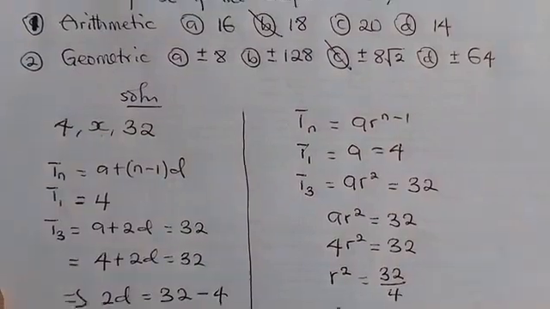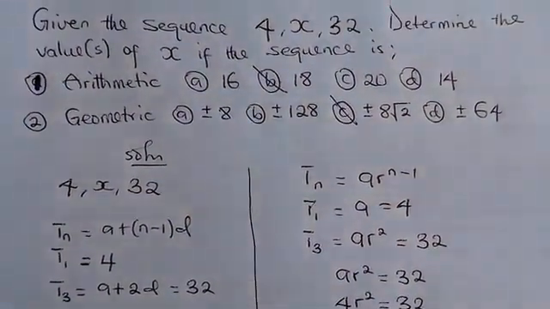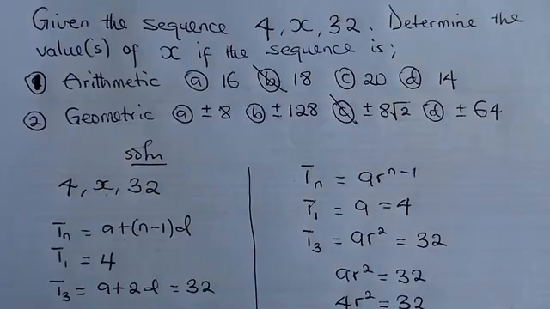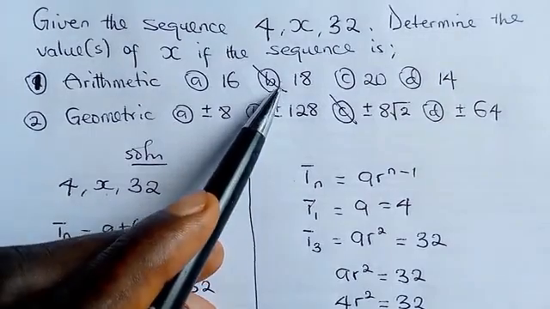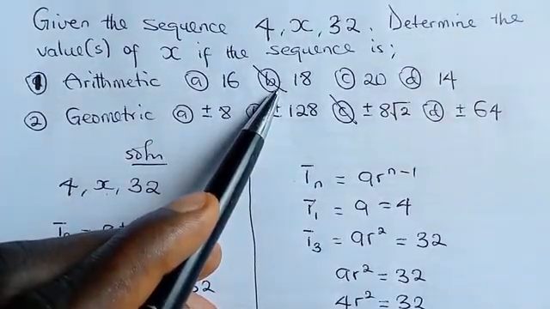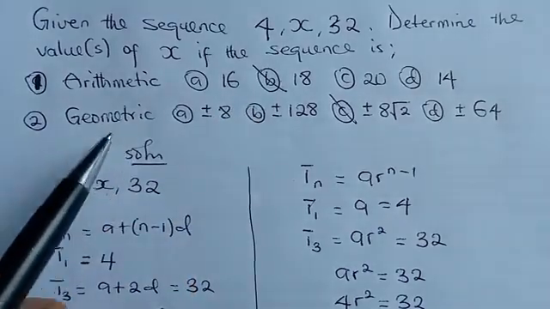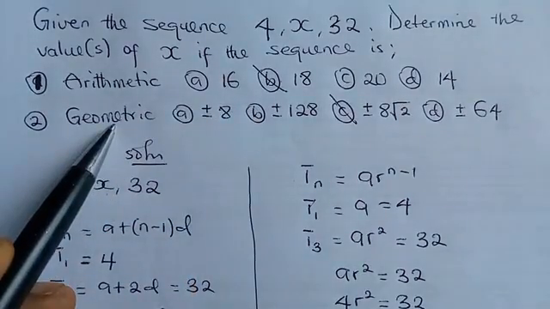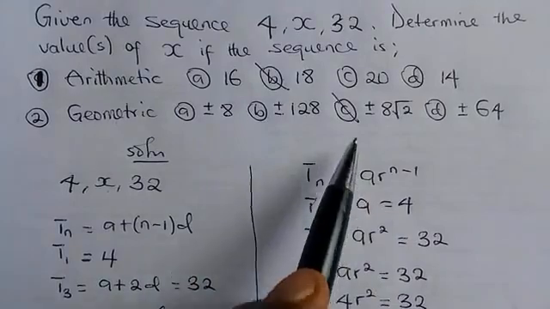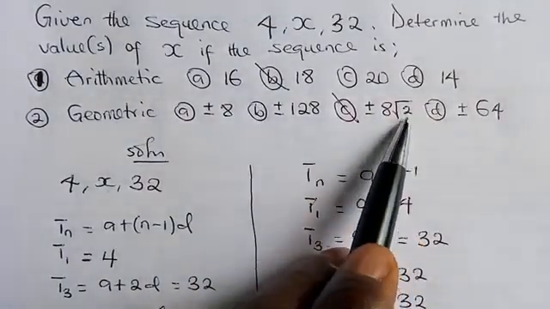So if this particular sequence is arithmetic, the value of x is 18, and if the sequence is geometric, the values of x are plus or minus 8 root of 2.